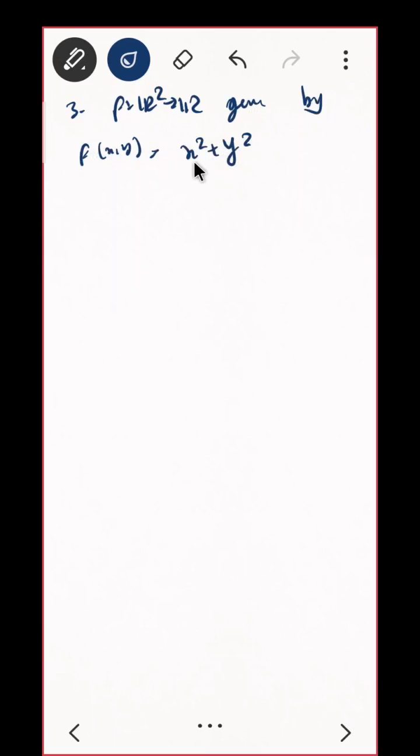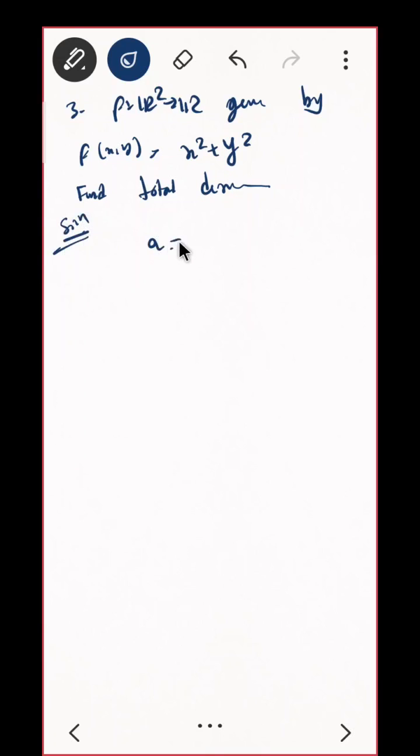Let us do one more example. Now you try to do. I'll just give a function. Third one, f from R2 to R, given by f of x y equal to x square plus y square. Now you also do together with me, okay? The question is find total derivative. So how will you do that?